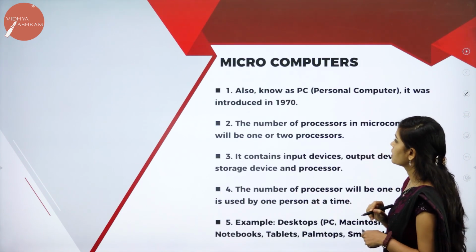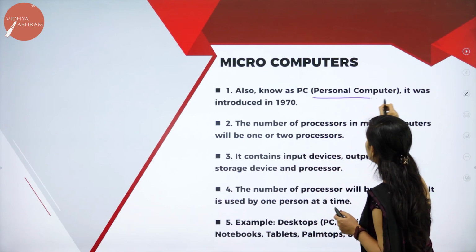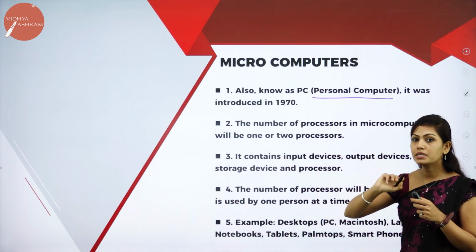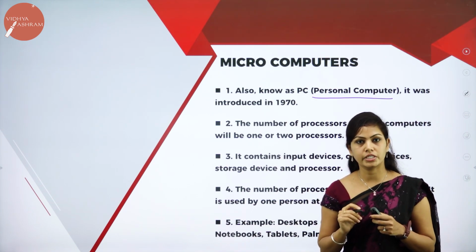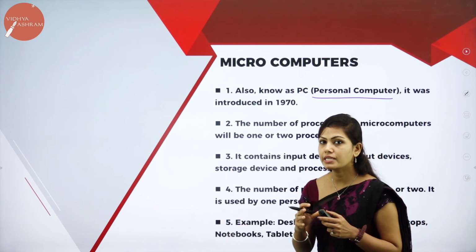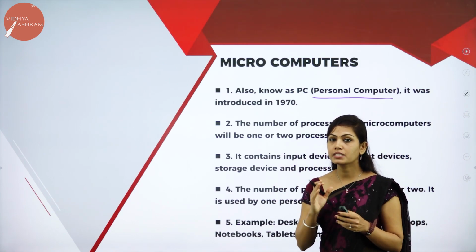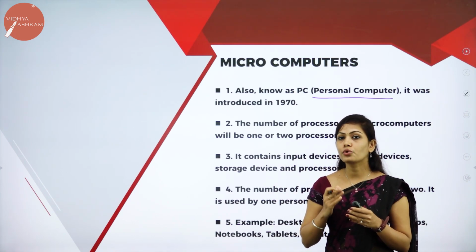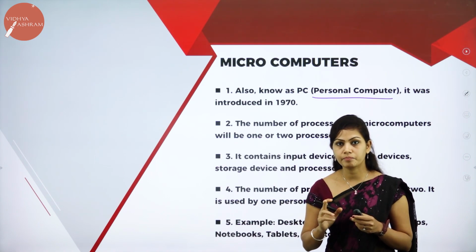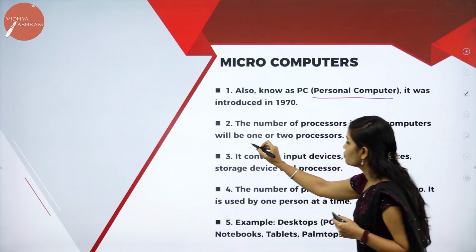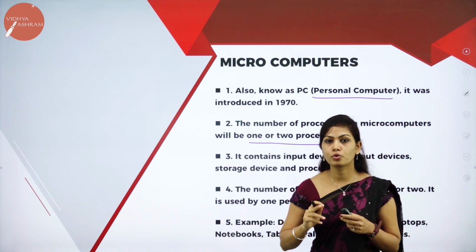First is the microcomputer. A microcomputer is also known as a PC, personal computer. PC stands for personal computer. Microcomputers were introduced in 1970 and contain input devices, output devices, storage devices and processors. A microcomputer is used by one person at a time. The number of processors in a microcomputer will be 1 or 2.